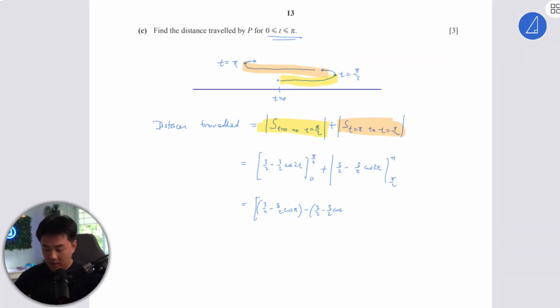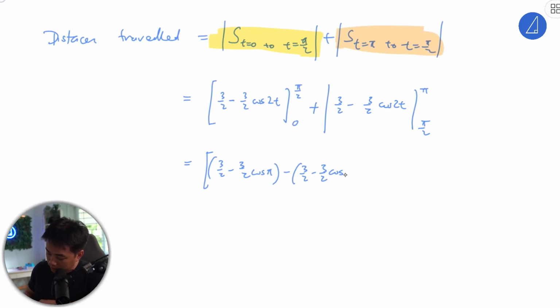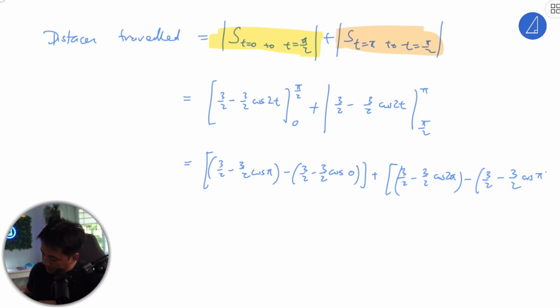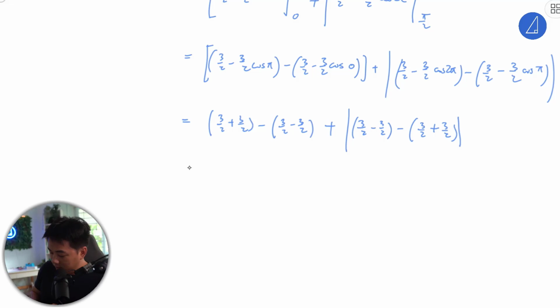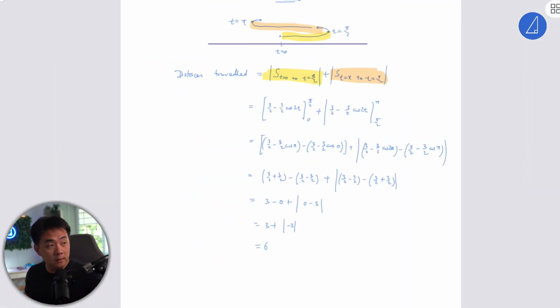Do they want exact? They didn't ask for exact, so we could technically just key it in the calculator. 3 over 2 minus 3 over 2 cosine 2 pi, minus, modulus of 3 over 2 minus 3 over 2 cosine pi. The second one I need to mod. The first one you can mod as well, it's fine. So eventually, this is 3, this is 0, then that will be 0 minus 3. So 3 plus the modulus of 3, this will be 6 meters.